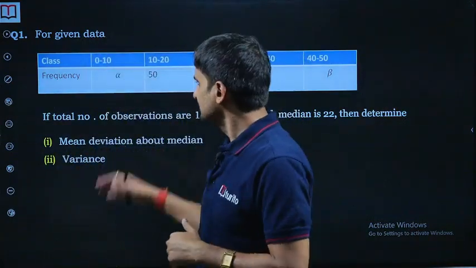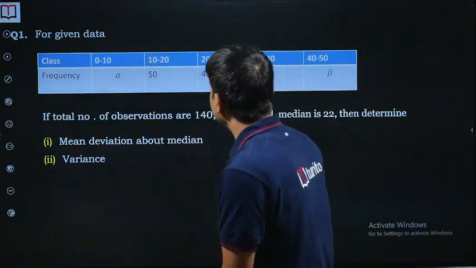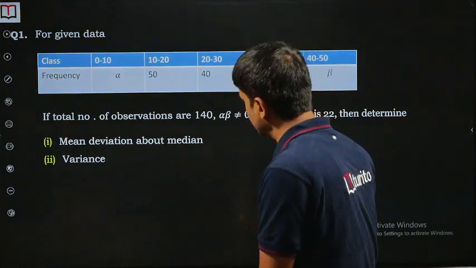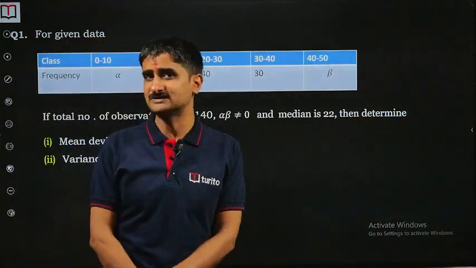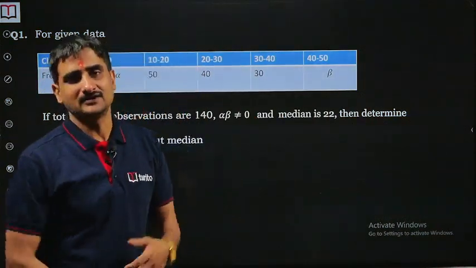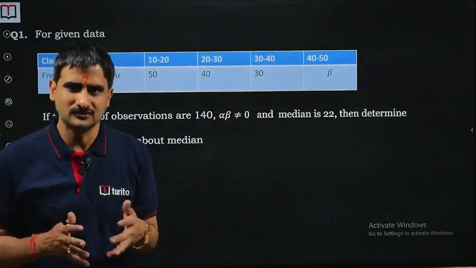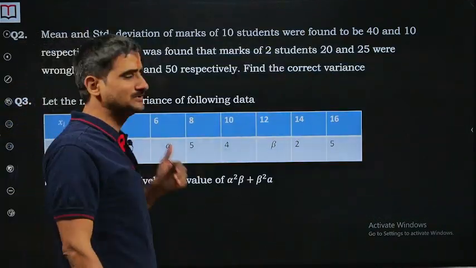So these are the questions which you may try on your own. Class is given, frequency is given, and the total number of observations is 140, alpha beta is not equal, median is 22, then determine the mean deviation about median and variance. The purpose of these questions is that I will be discussing a quick review of the formula, and of course how to approach the question will also be there. And of course the most important is the type of questions which I may expect.